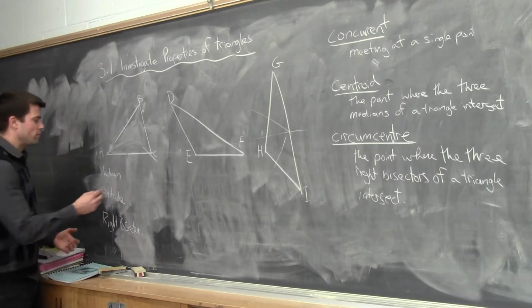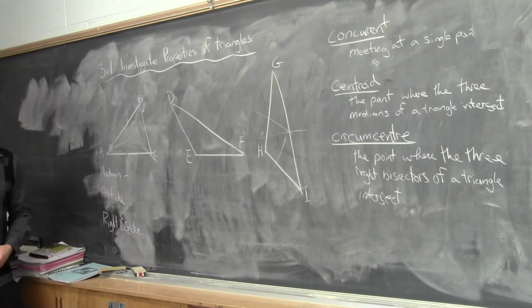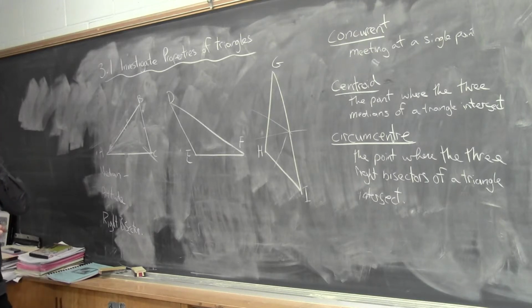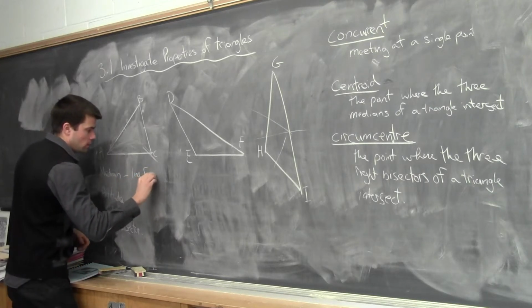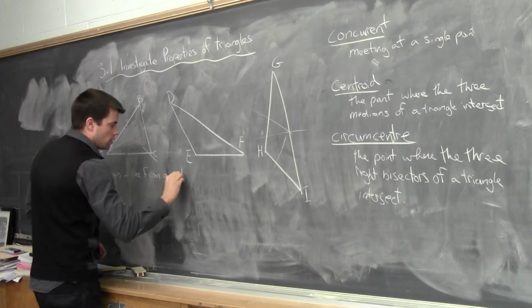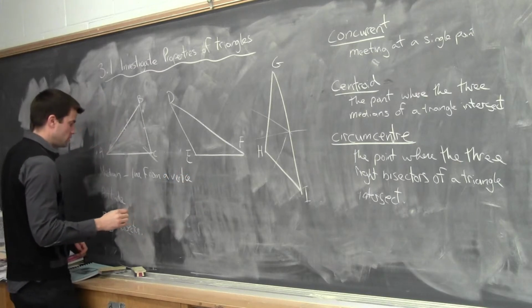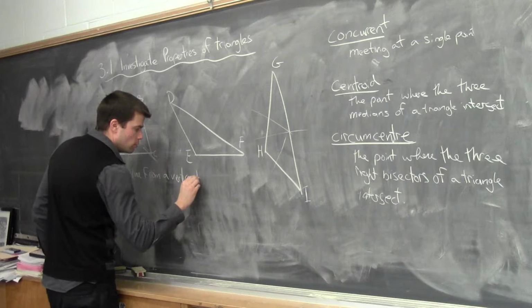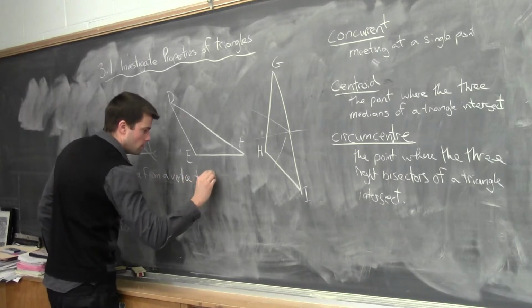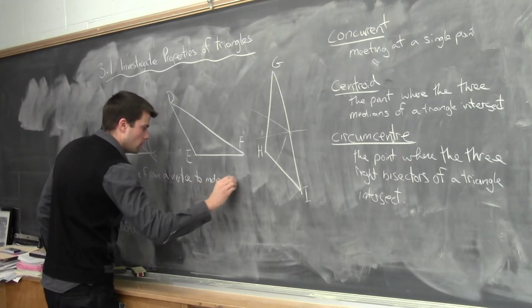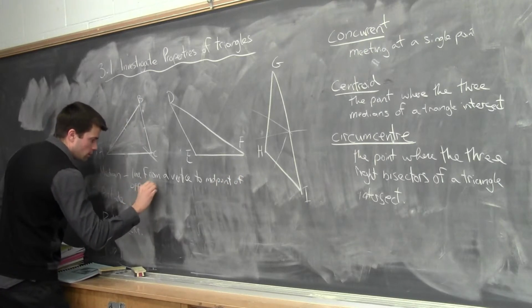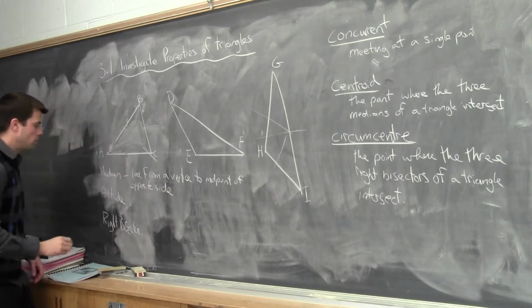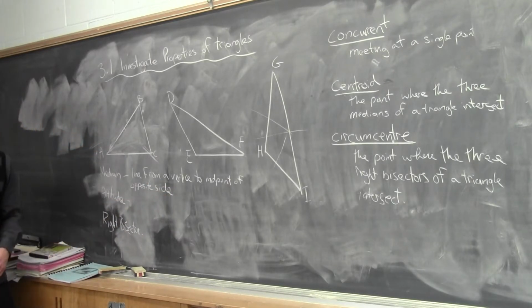Who can tell me what the definition of a median is, just in your own words? What's a median? Yeah, Kyle. A line from a vertex to the midpoint of an opposite side. Yeah, line from a vertex to midpoint of opposite side. Good. Altitude. A little harder. All right.